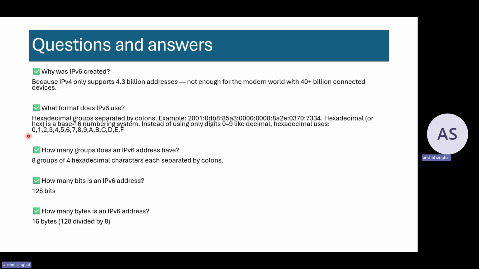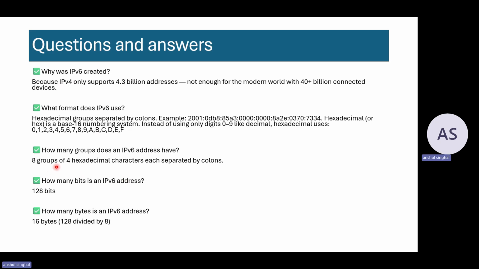So now we know that we have 0, 1, 2, 3, 4, 5, 6, 7, 8, 9. But after 9, what we have is A, B, C, D, E, F. Okay. So it means we have the hexadecimal characters in IPv6 addressing. And these hexadecimal characters or groups are separated by colons. So in relation to the same thing, how many groups does an IPv6 address have?